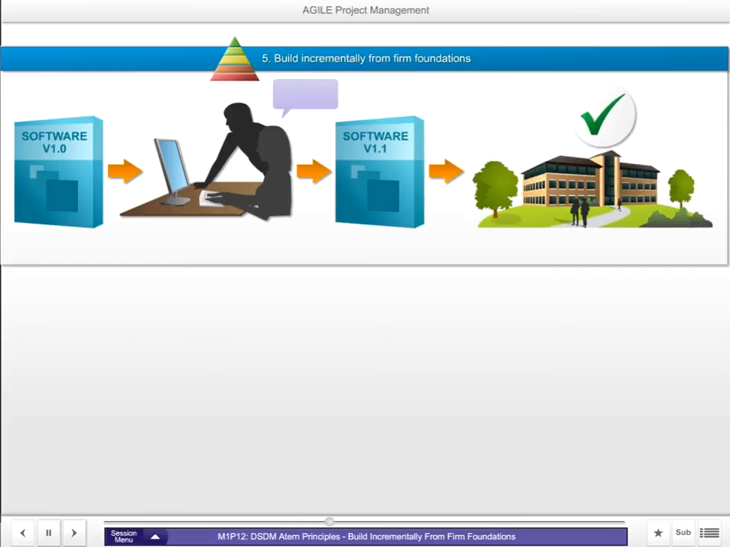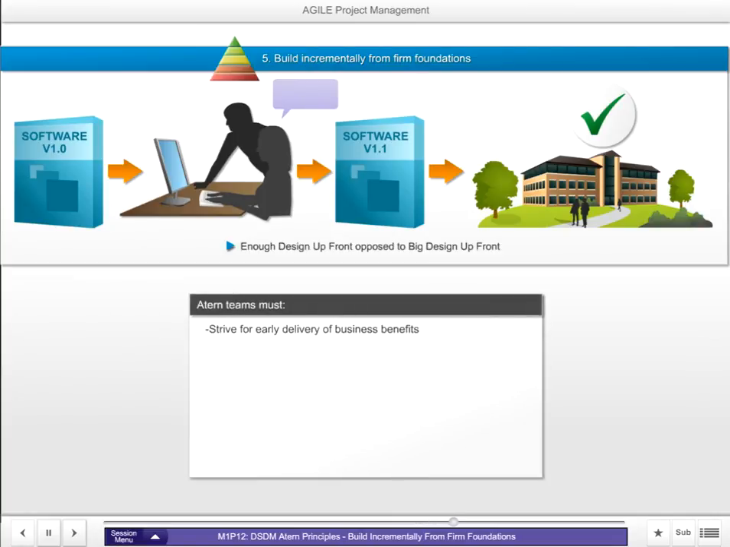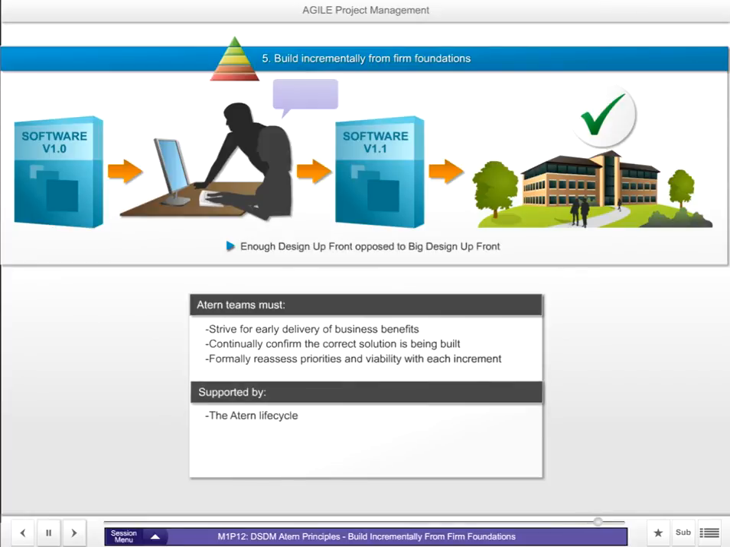This way of working is sometimes referred to as enough design up front, as opposed to the big design up front of traditional approaches, or no design up front of most other Agile approaches. In order to satisfy this principle, ATERN teams will strive for early achievement of business benefits where possible, continually confirm and correct the solution being built, and formally reassess priorities and the ongoing viability of the project with each delivered increment. The main support for this principle comes from the ATERN life cycle itself, which we'll be looking at in detail in the next session.